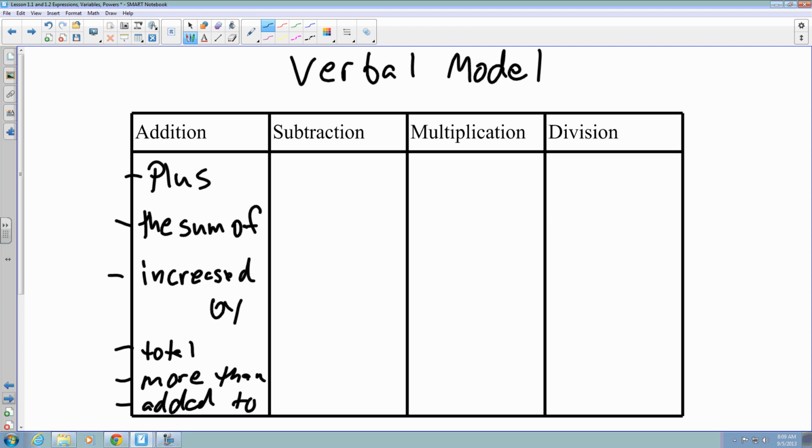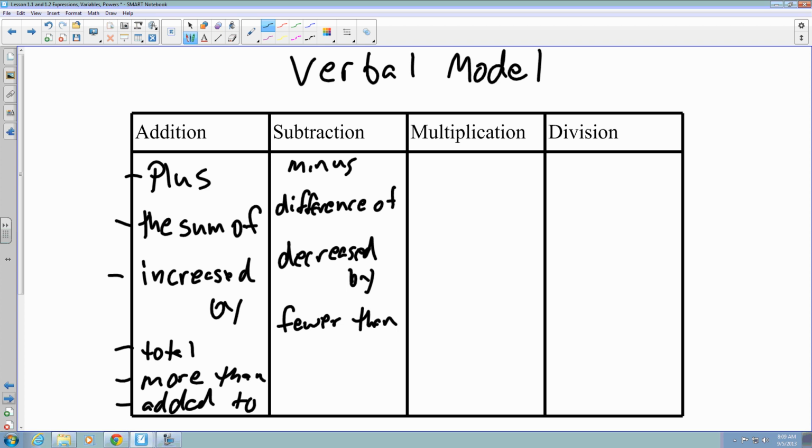Another one for subtraction would be like minus. Next one would be like difference of. Since it was increased by, we can say it's decreased by. Fewer than. Less than. And subtracted by. Those ones would say, hey, this is a subtraction problem out of words.